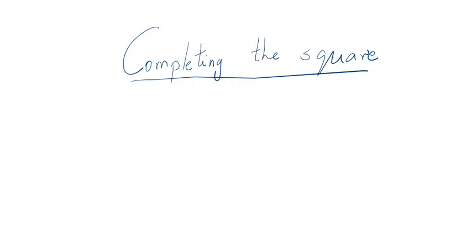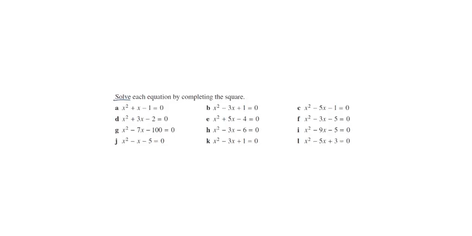Today we're looking at completing the square. This is where we change a general equation to the turning point form for a quadratic. So here we have a few questions. These are all monic quadratics and it says solve. Sometimes they'll give you an expression and they'll just say complete the square. Sometimes they'll give you an expression and say solve by completing the square.